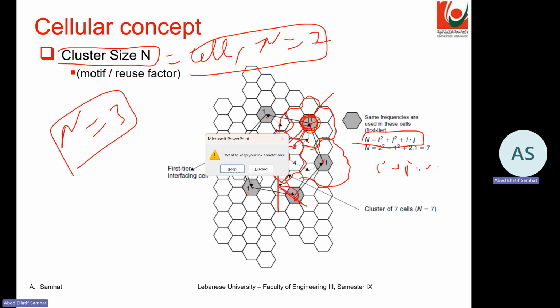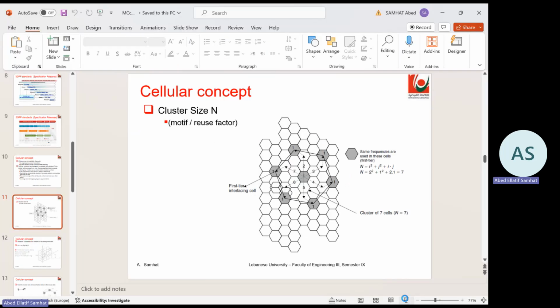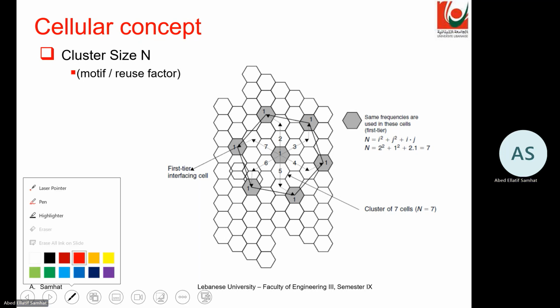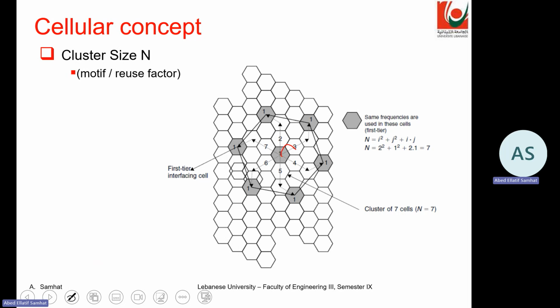So we have two steps here, 1, 2, which is i equals 2, and then we have one step in this direction, j equals 1, and this will give us N equal to 7. Here it's two steps, i equals 2 and j equals 1.